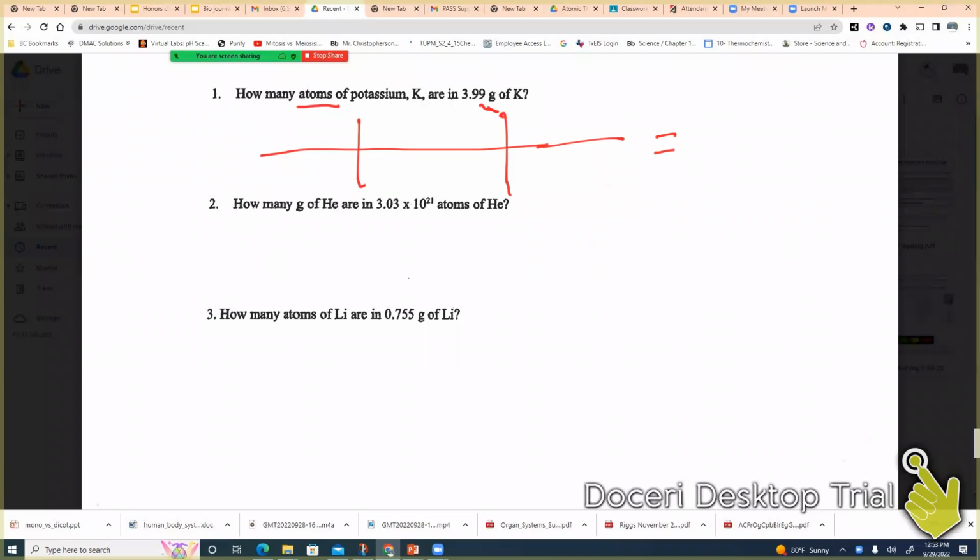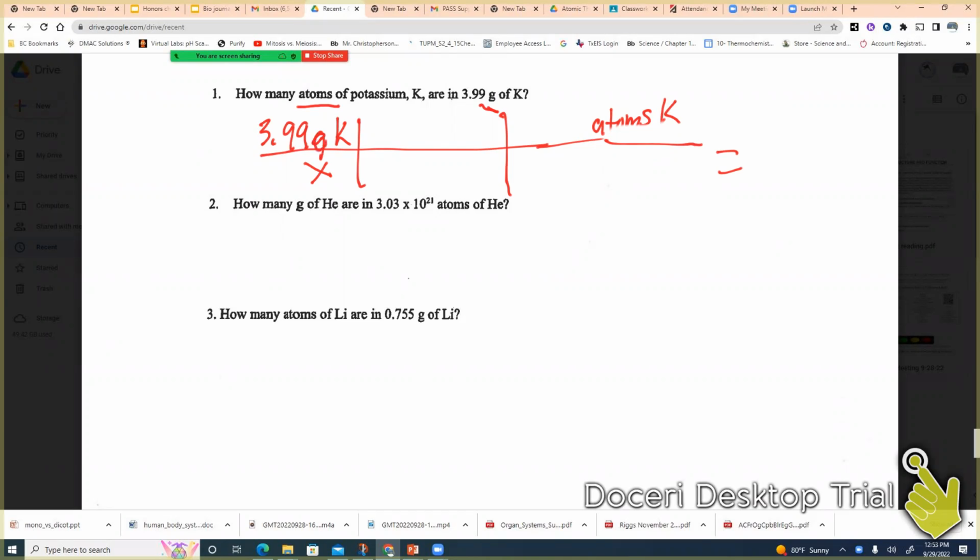So I start with what I'm given, which is my 3.99 grams of potassium. And then I want to convert over here my last to atoms of potassium. That's what I want at the very end. So once I've done that, I just start following my units to see where each conversion factor goes.